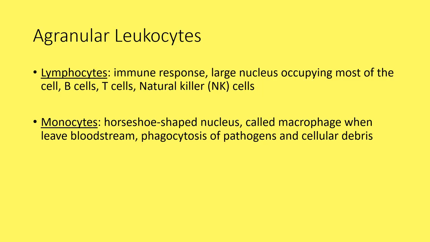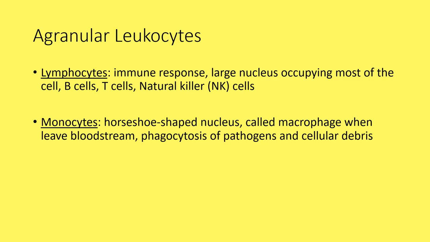There are 2 types. You have the lymphocytes. These are going to be involved with your immune response, part of your defense. They tend to have a very large nucleus. It looks like the nucleus is most of the cell. There are 3 main types: the B cells, T cells, and then the NK cells, the natural killer cells. They play a role with the immune response, and we have a whole chapter on that.